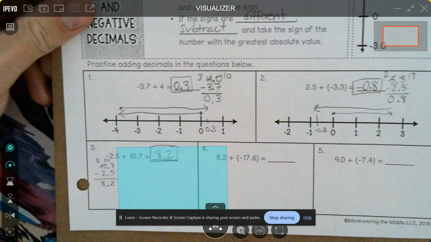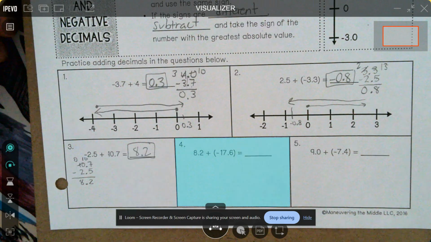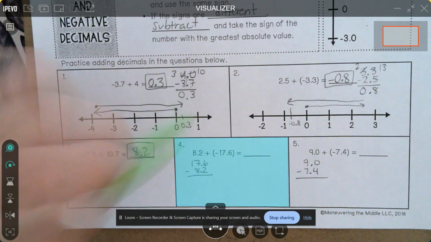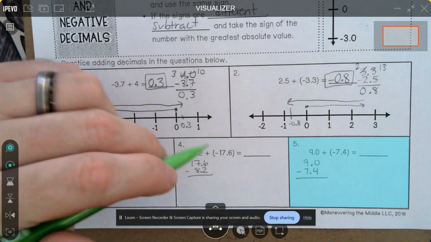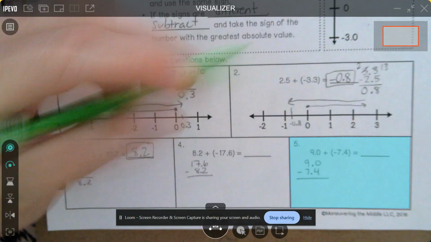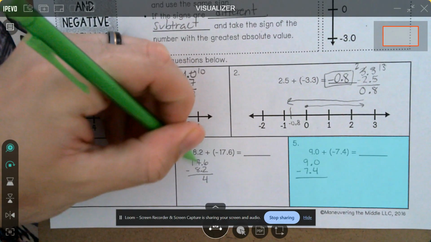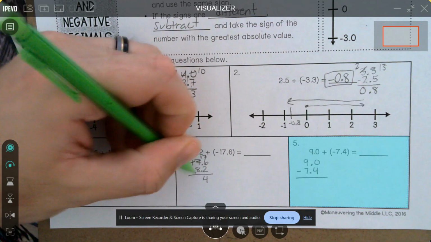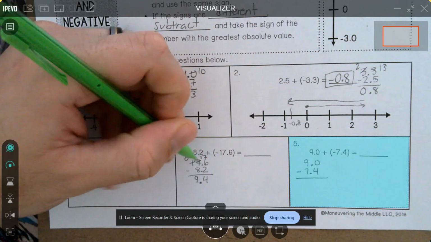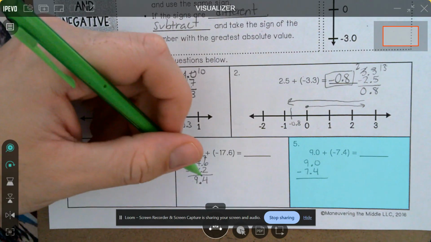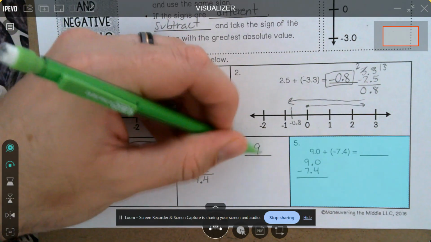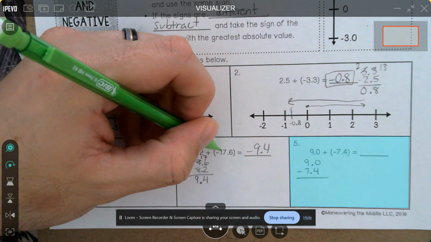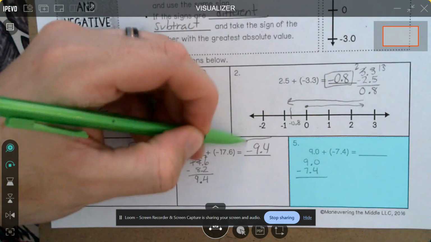All righty, go ahead and set up number 4 and 5 and check my answer when you're done. This is how you should have set up number 4 and 5. Make sure you always put the number with the greatest absolute value on top. Then you subtract. So here we go. 6 minus 2 is 4. 7 minus 8, we can't do that. We got to borrow. This becomes 17. 17 minus 8 is 9. Make sure you bring your decimal down. And our answer is 9.4. But wait, it should be negative 9.4 because 17.6 is the number with the greatest absolute value. So it's a negative 9.4.